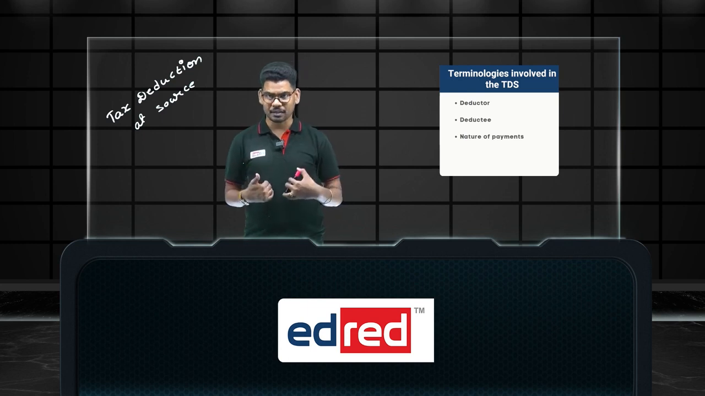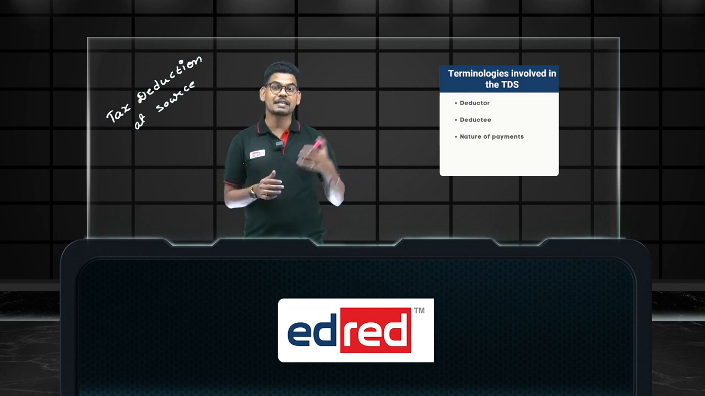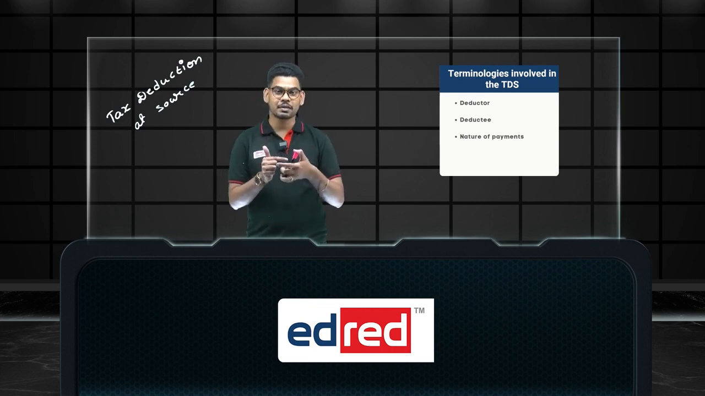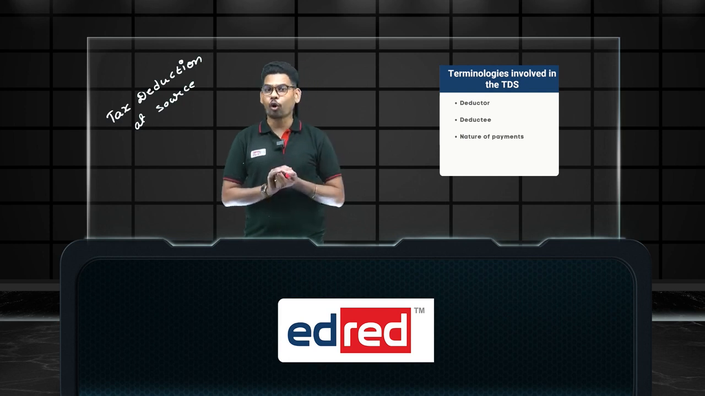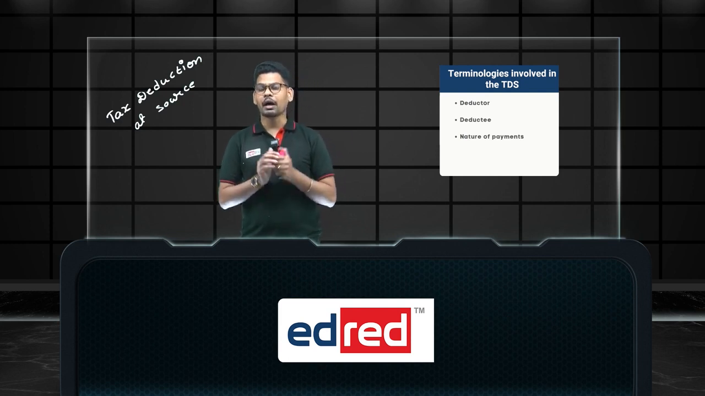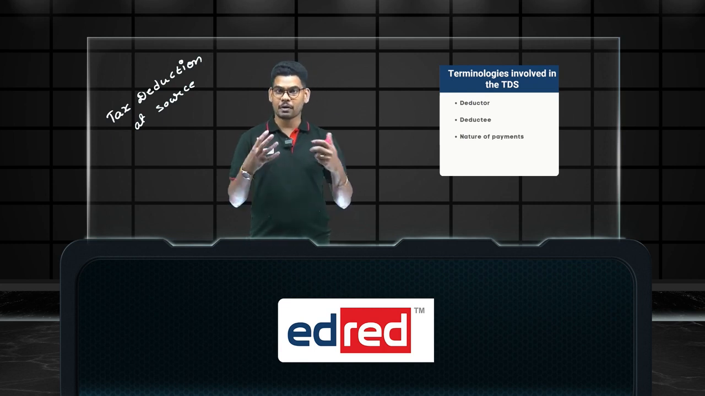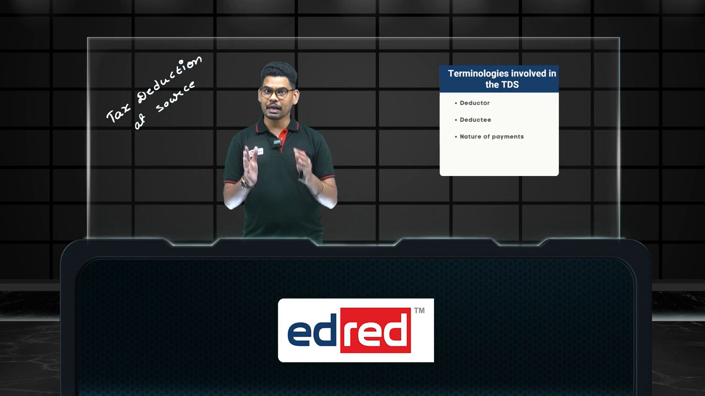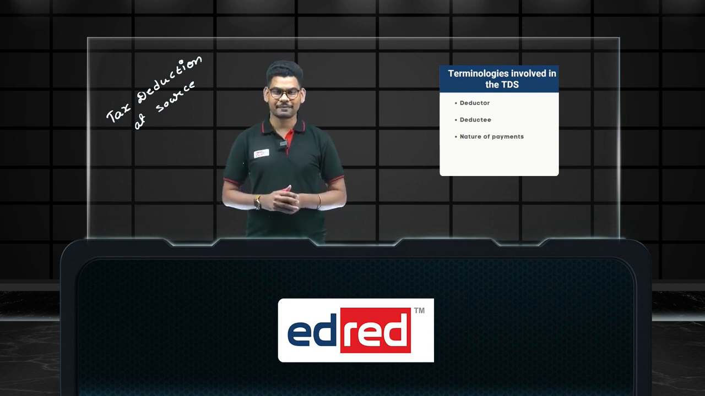So I am the deductor, and the party to whom I am making a payment, who receives the income from me, is the party from whom the tax is collected after deduction, so he is called the deductee. The building owner receiving the amount from me after deduction of TDS is called the deductee. So the person who deducts TDS is called the deductor, and the one from whom TDS has been deducted is called the deductee.